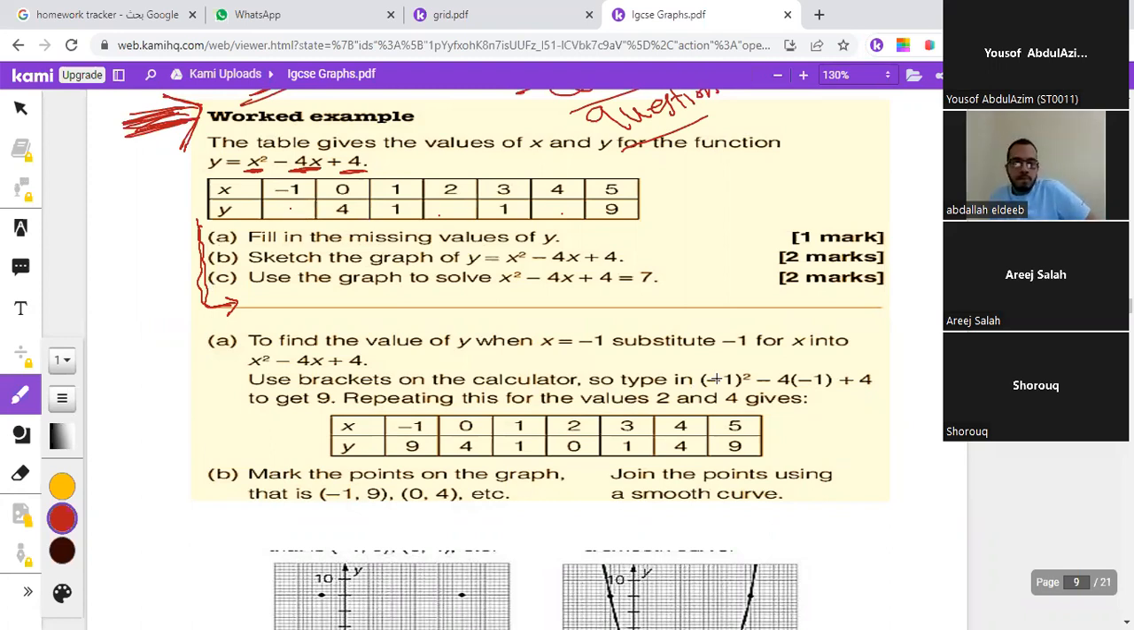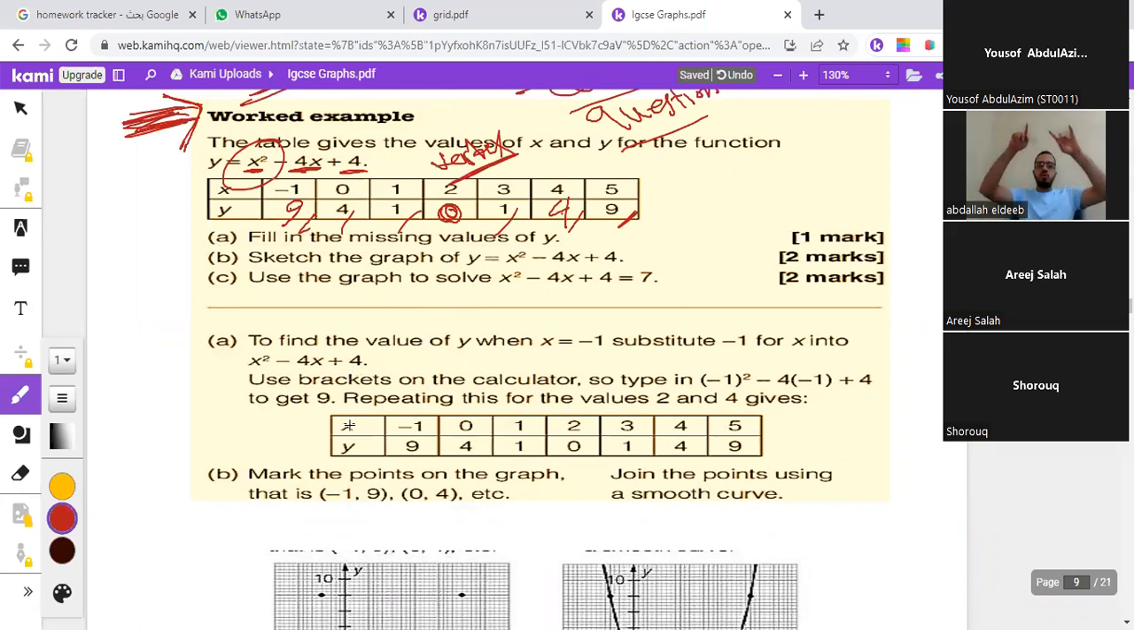The first value of y is 9, then 4, then 1, then 0, then 1, then 4, 4. And you see in the x squared, if you are smart, here 9, 4, 1, 0, 1, 4, 9, and 0 is the vertex.